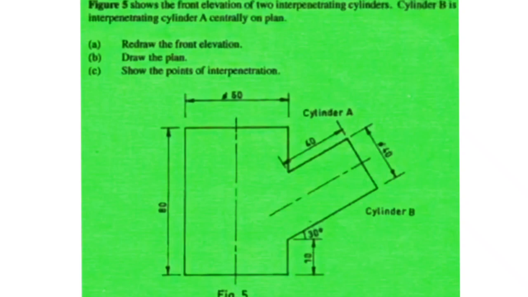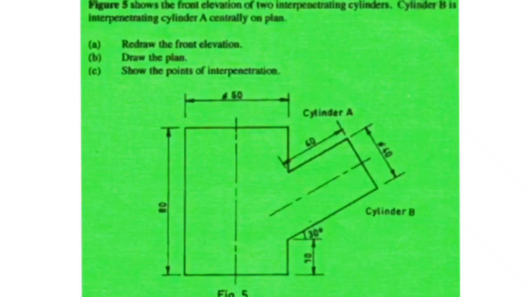Number one, redraw the front elevation. The other question is, draw the plan, and the last one is, show the point of intersection. Now, let's start with the first one.